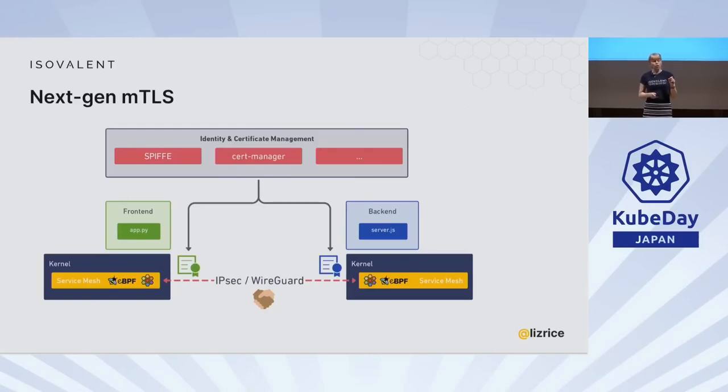But we're now working on a next generation of encryption, mutual encryption, using application workload identities. So you can use the identity management system of your choice, SPIFFE, cert-manager, whatever else, to manage the identities and the certificates that represent each individual application workload. And Cilium will inject those certificates into the kernel and we'll use kernel-level encryption for encrypting the traffic.